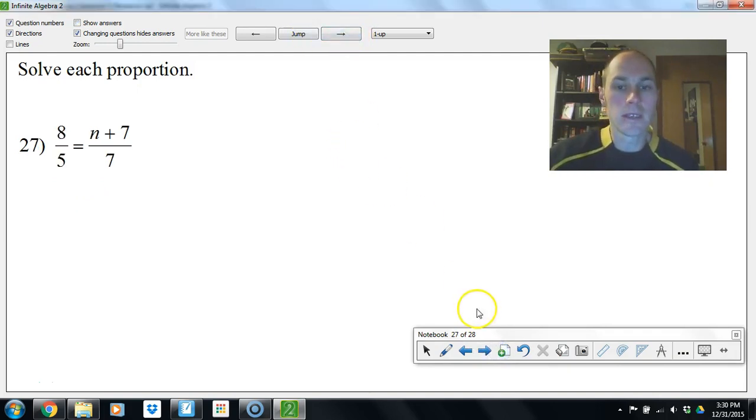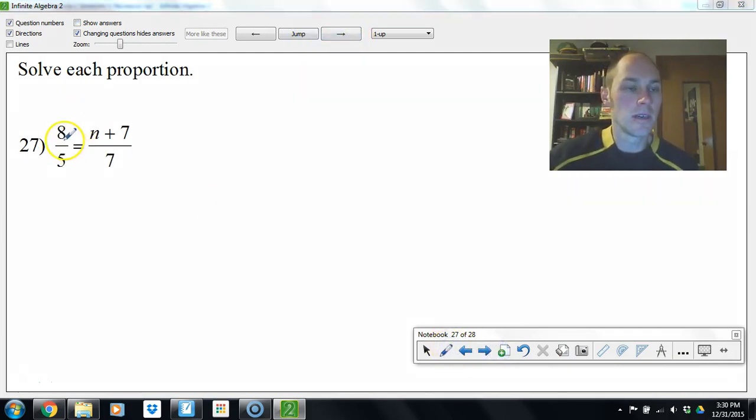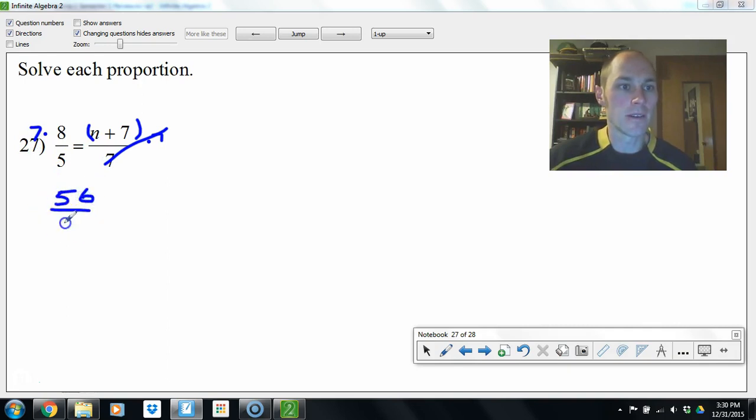Next problem, we still have a proportion. Let's say a similar process. 8 divided by 5 equals the quantity n plus 7 divided by 7. So I can multiply both sides by 7. I get 56 over 5 equals n plus 7 over... Now 56 doesn't divide by 5 into a nice integer, so I'm going to multiply both sides by 5. It's easier to multiply.